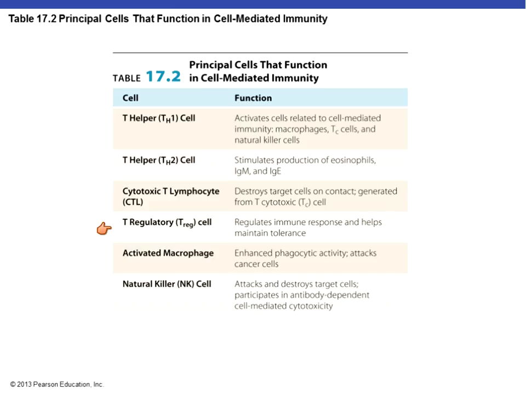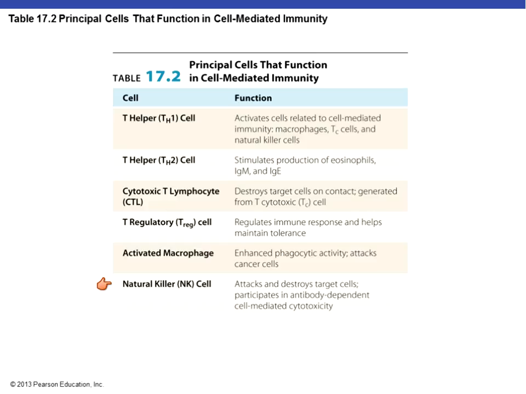Regulatory T cells are going to regulate the immune response, because after the initial immune response we don't want to have all of these cytotoxic T cells roaming around, because it could elicit an autoimmune disease or an autoimmune response where the body starts to attack itself. So it helps to regulate those numbers. Activated macrophages and natural killer cells enhance phagocytotic activity. They also will attack your own cells if they start to go rogue, that we call cancer cells.